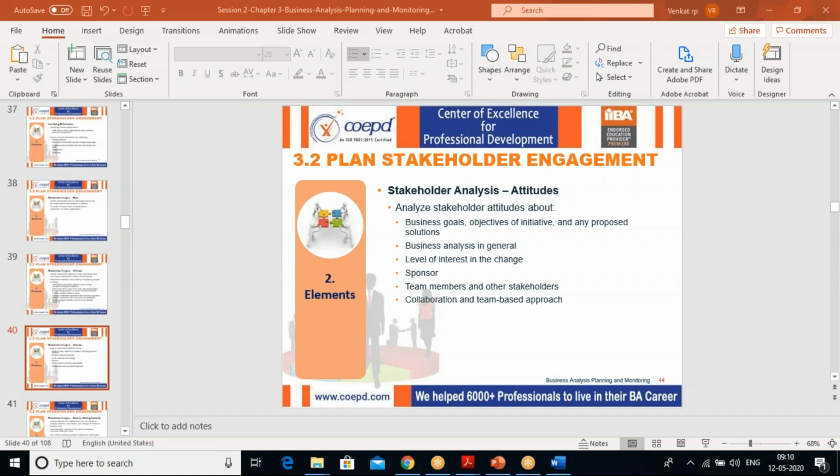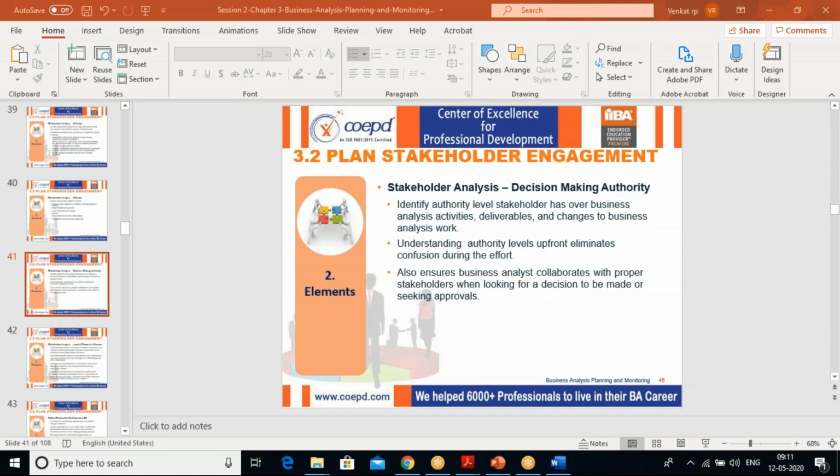Here we need to understand the attitude of these stakeholders with respect to their business goals and objectives, and the proposed solution, what they need to do with it, what they understand about business analysis, what level of interest they have in this particular change, how they see the sponsor, and what their mindset or attitude is towards the team members and other stakeholders. So we need to understand the collaboration level.